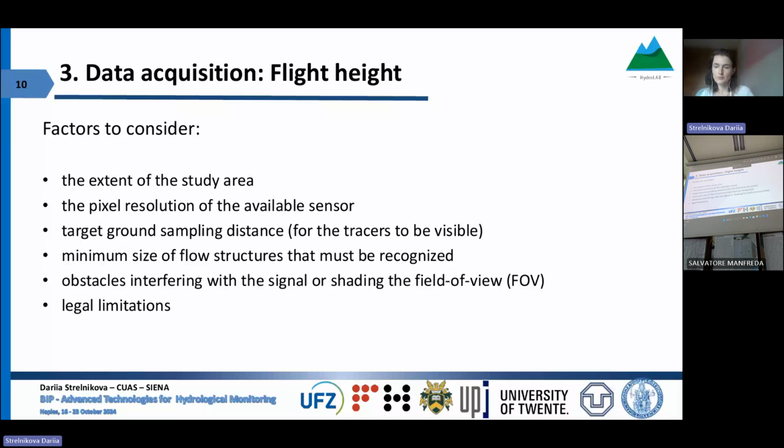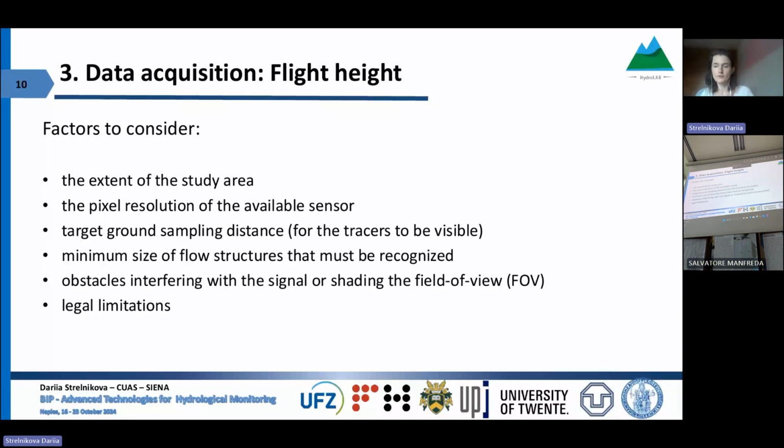We have to keep in mind our target ground sampling distance. So how big are our tracers? How can we make sure that they are visible in the footage? And what is the minimum size of structures that must be recognized? Even if we have large tracers, are there any details that we want to see in the footage that require a high ground sampling distance?